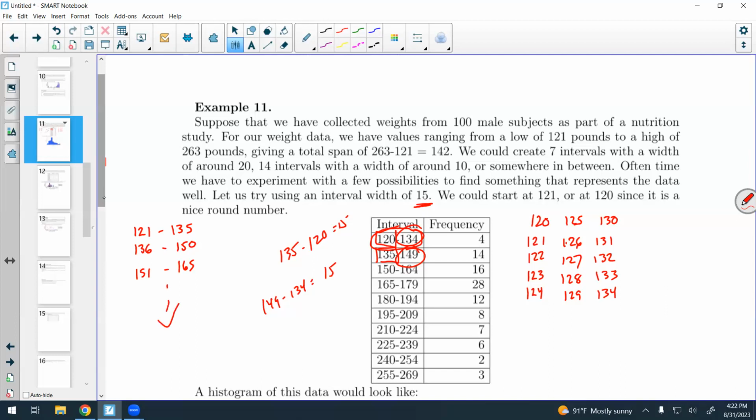Any questions on how that is done? Again, sometimes you have to play with it. Depending on how spread out your data is, you may need more intervals, or it might be best to do less, depending.